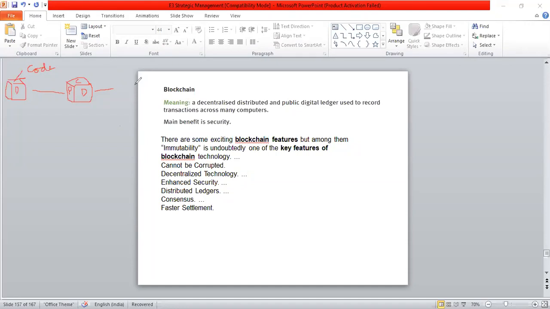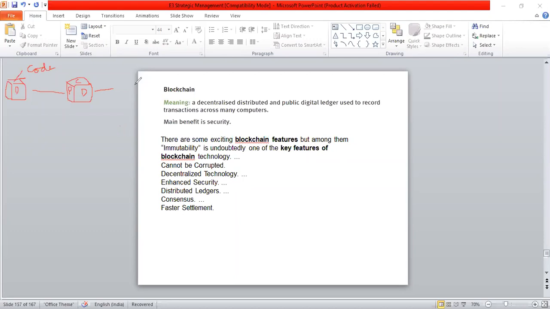Okay, there are certain key features of blockchain technology. The data cannot be corrupted. It is a decentralized technology, so everybody can use it through the system and be connected. There is nobody to monitor their activities, because there is the security aspect of it. They can still get connected to the computers, and there is no need for anyone to monitor them. Okay, it has enhanced security, and it has distributed ledgers.